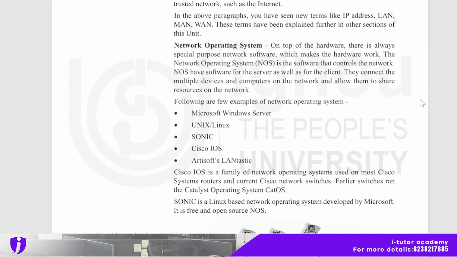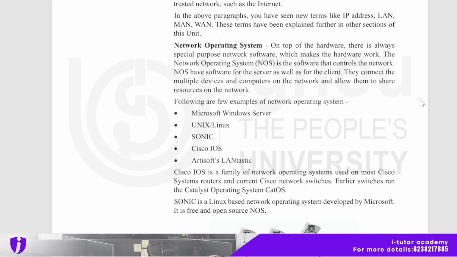And network operating system. What is a network operating system? On top of the hardware there is always special purpose network software which makes the hardware work, and the network operating system is the software that controls the network. NOS has software for the server as well as for the client. They connect the multiple devices and computers on the network and allow them to share resources on the network.